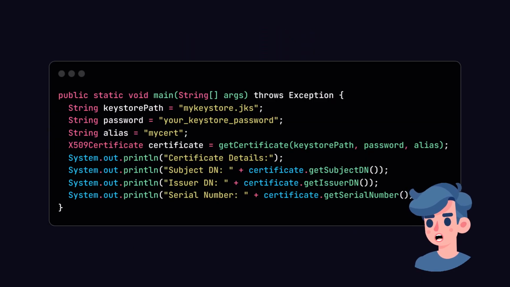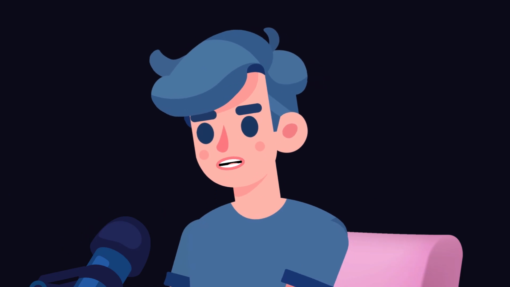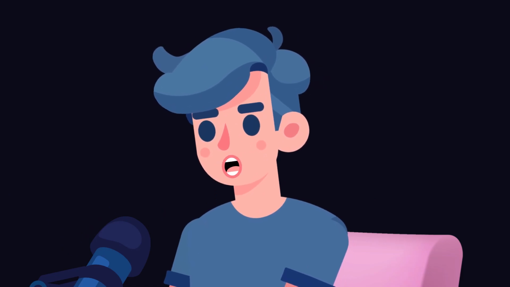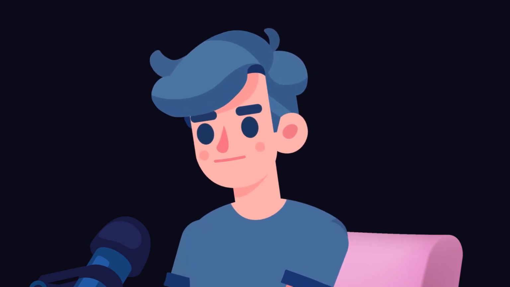Let's go ahead and implement this in our main method. We will load the certificate and print out some details about it. When you run this code, you will see the details of your certificate printed to the console. It's essential to verify that the data printed corresponds to what you entered when generating the certificate.